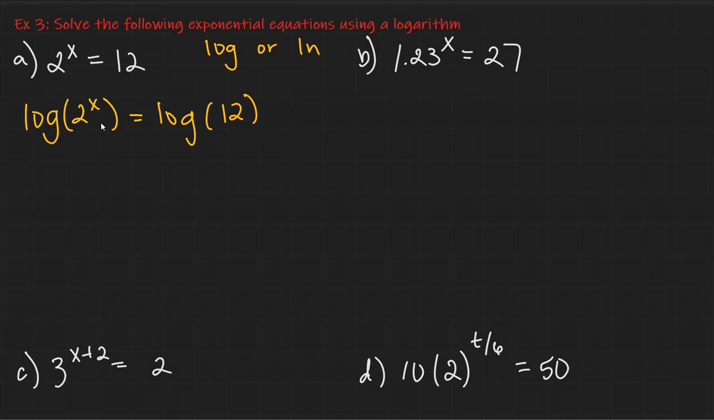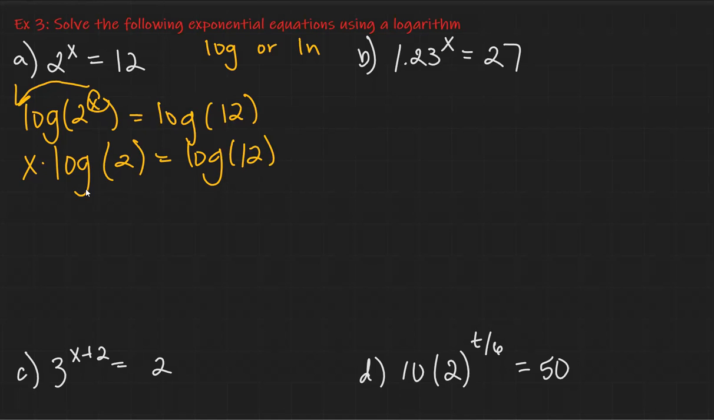Now I can use my property here. I can bring this x to the front, and that is really good because I want to solve for x. Now that x is a constant in the front, I just have log of 2 left. What is log of 2? It's just a number. I don't know what that number is off the top of my head, but I can put that into my calculator. Since it's just a number, I can just divide both sides by log of 2.